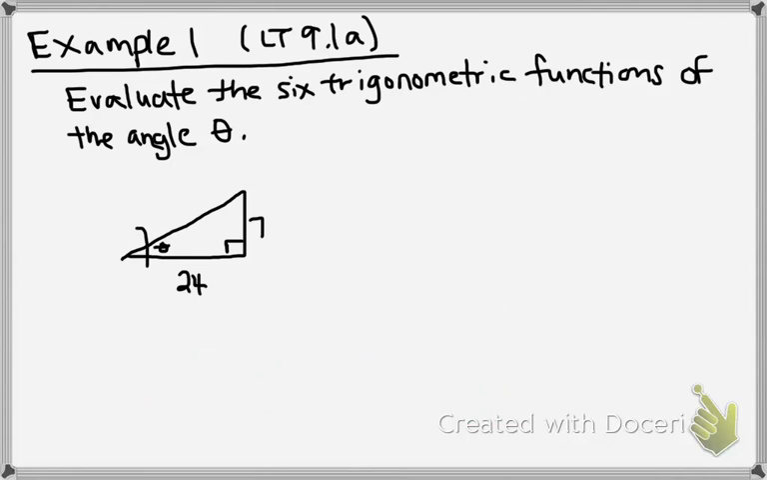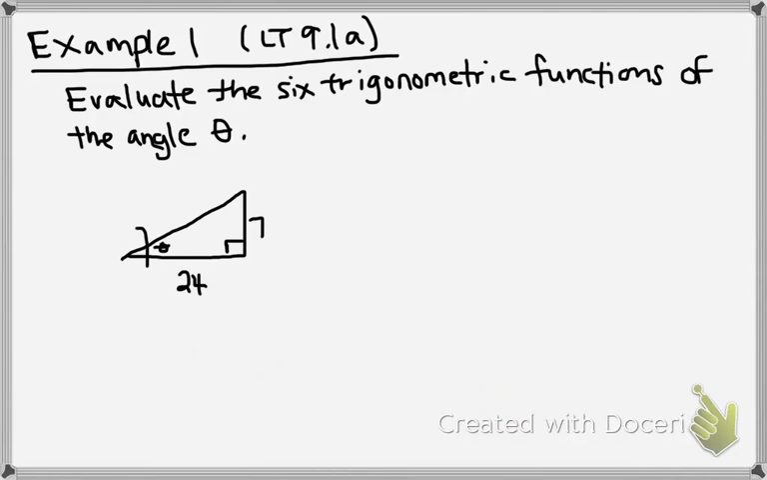Let's now look at an example of Learning Target 9.1a. Remember, Learning Target 9.1a wants us to evaluate the 6 trigonometric functions, and that's what this example is asking us to do. They give us a triangle, and they want us to evaluate those 6 trigonometric functions of the angle theta. In this case, theta is that lower angle. They'll always ask you to do it of an acute angle.